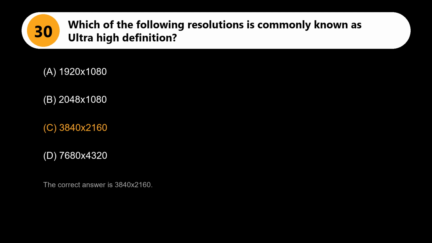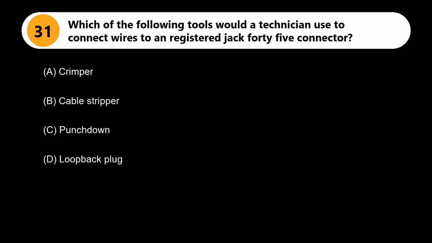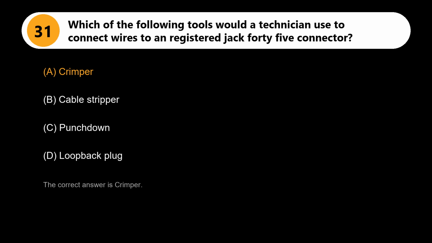Question 31. Which of the following tools would a technician use to connect wires to a Registered Jack 45 connector? Option A, crimper. Option B, cable stripper. Option C, punch down. Option D, loopback plug. The correct answer is option A, crimper.